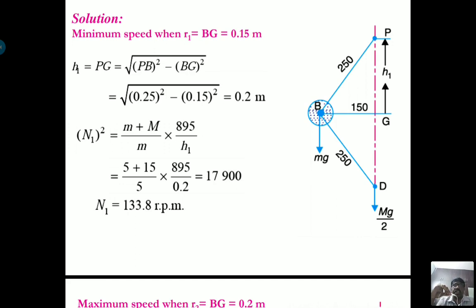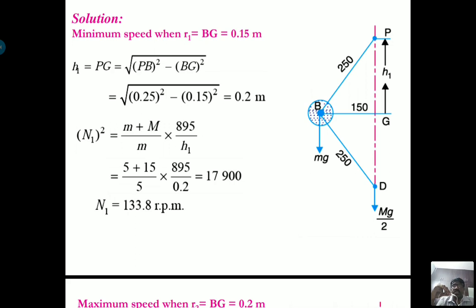So h1 can be calculated using the trigonometry relation. We can write Pg is equal to square root of Pb square minus Bg square. When you substitute the values, you will get 0.2 meter as h1.